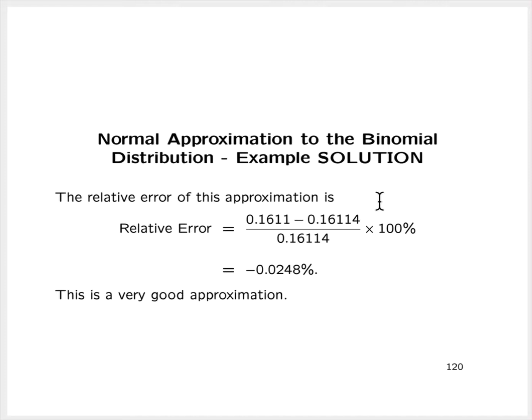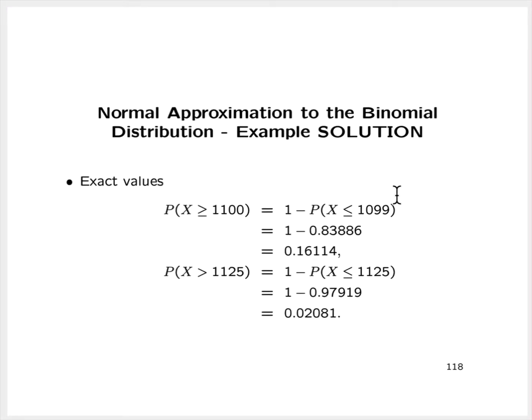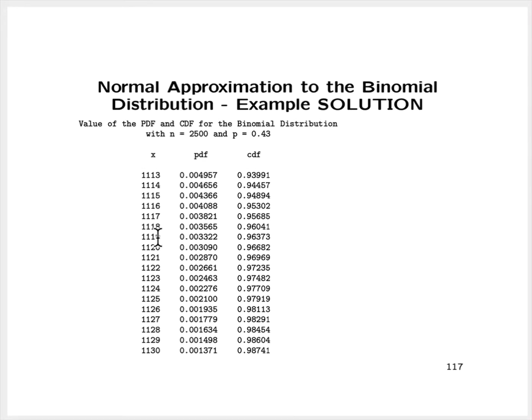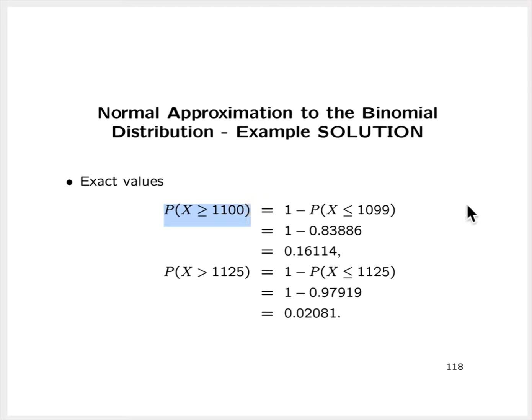In fact, the relative error is only negative 0.0248%. Now that's just a little bit more than 0.02% off. And so this is a very, very good approximation. And you would agree that because n is so large, 2,500, to compute this probability by hand with a calculator, for example, if we had to evaluate the values of the PMF for X equal to 1,100, and then 1,101, and 1,102, and so forth, up to 2,500, it would take forever to do that.